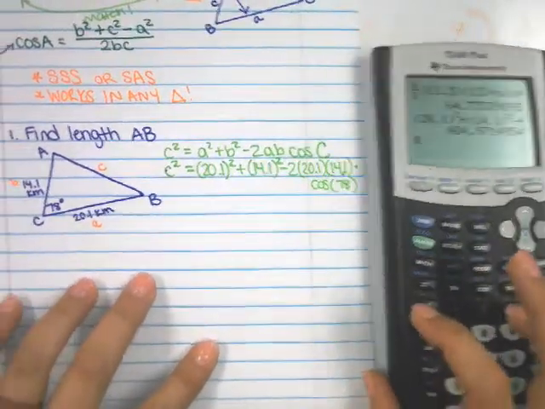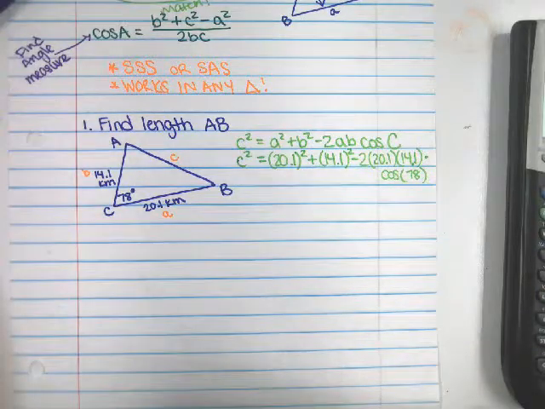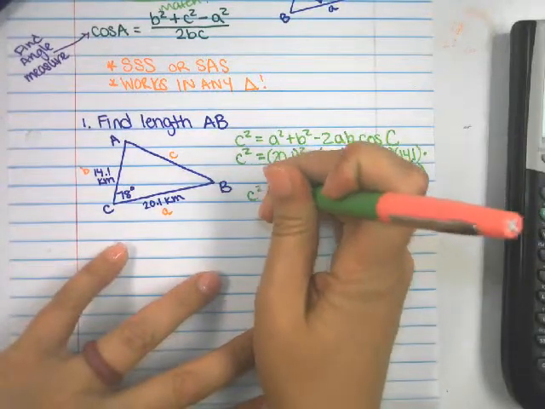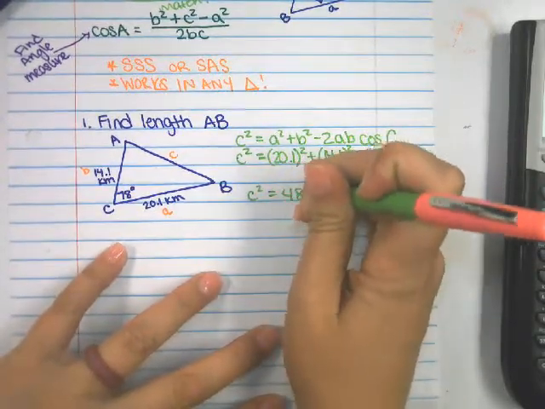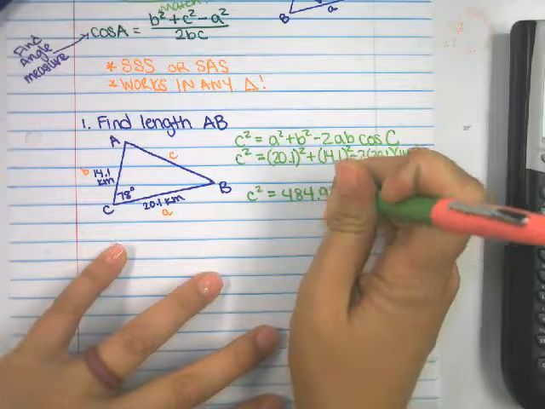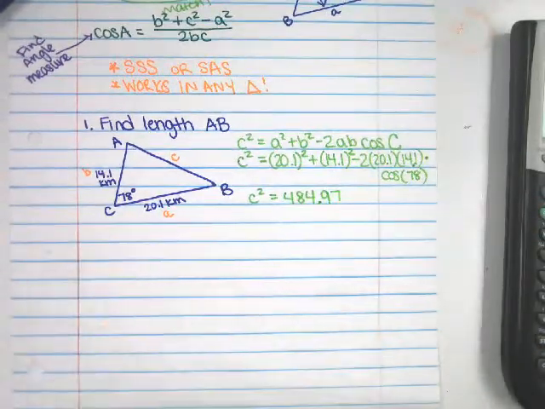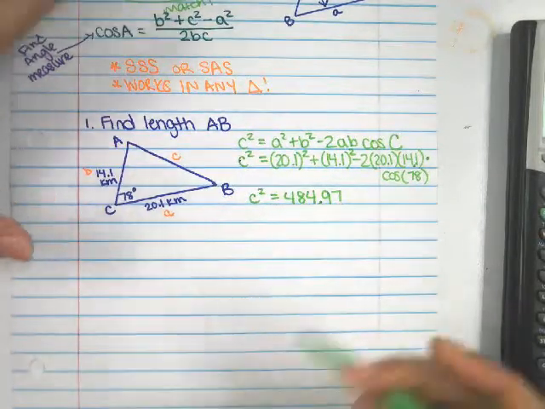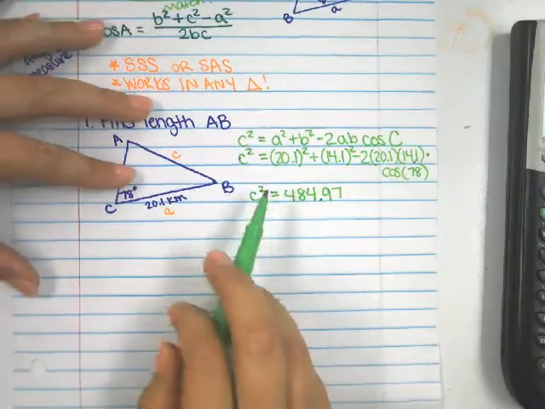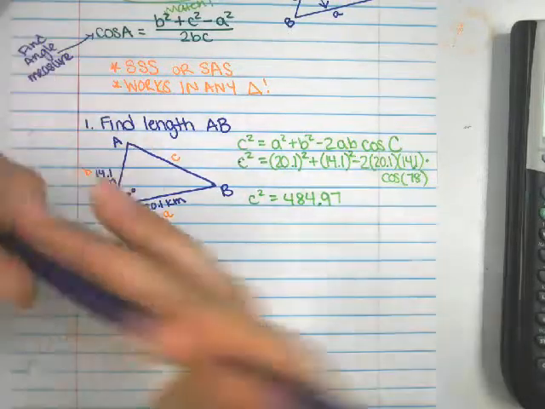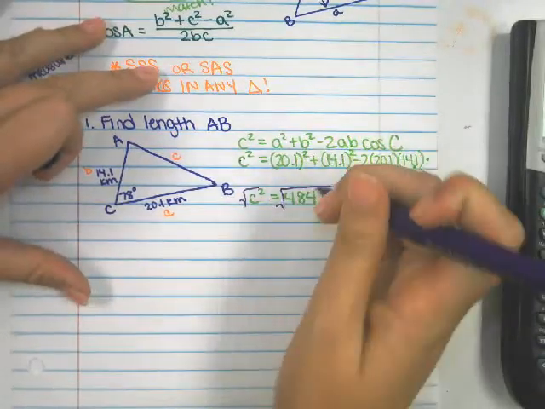And it gives us this number here. So slide my calculator off to the side. C squared is equal to 484.97. Remember, we don't round to 3 sig figs until we get to the end. We want to make sure we're being as accurate as we can. Now that I have C squared equals this number, to solve for C, we square root both sides.